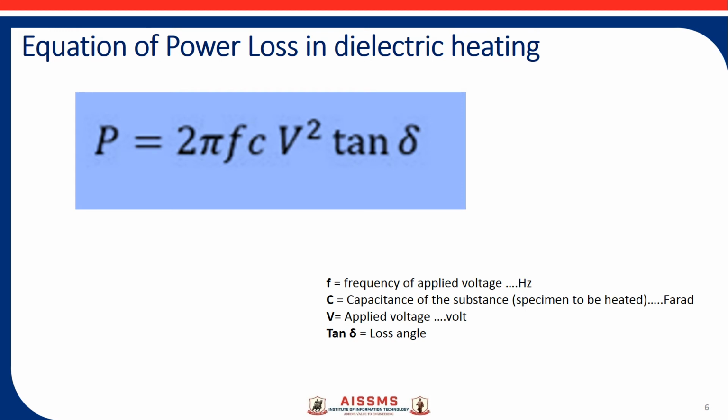The power loss involved in dielectric heating is given by P equal to 2 pi F C V square tan delta, where F is the frequency of applied voltage. We have to apply high frequency in megahertz to get more heat loss, more dielectric loss. C is the capacitance of the substance or specimen which is to be heated, it is in farad. V is the applied voltage, and tan delta is loss angle. So this much power is there, which ultimately causes heating of the substance.